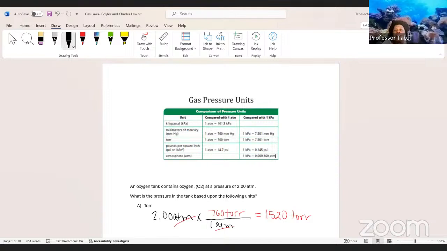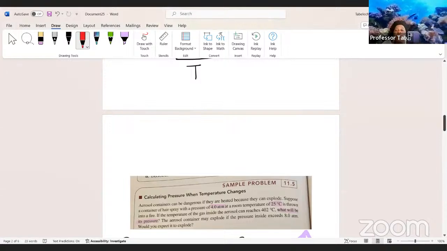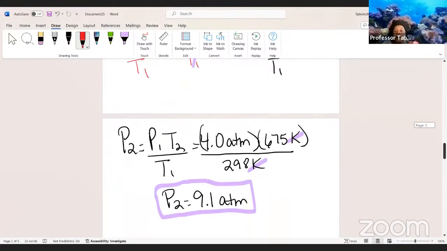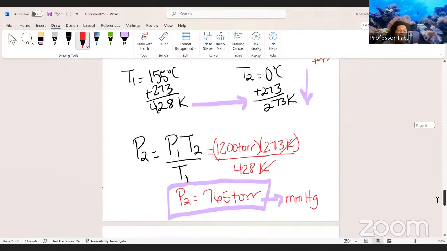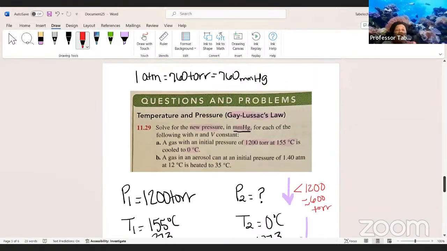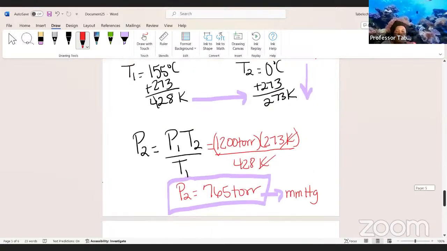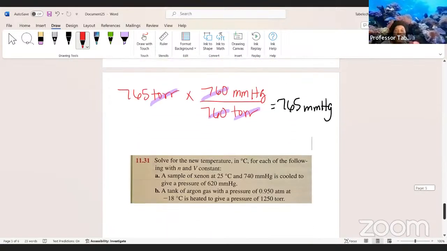So if we go back to the example that you're asking about, just FYI, you're welcome. Because our result initially ended up being 765 torr, we have to convert that to millimeters of mercury. And if you see right here, it says solve for the new pressure in millimeters of mercury. So that's what I did right here.